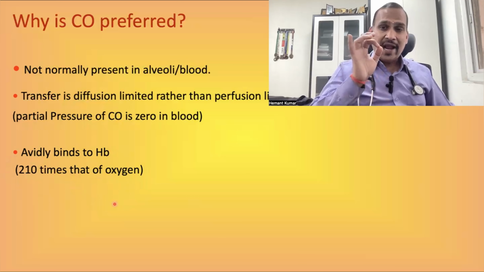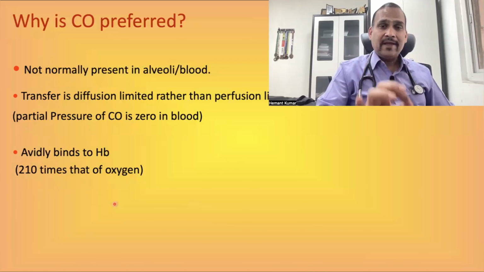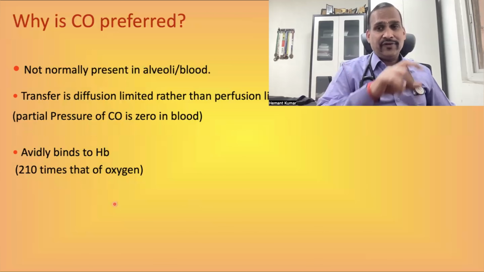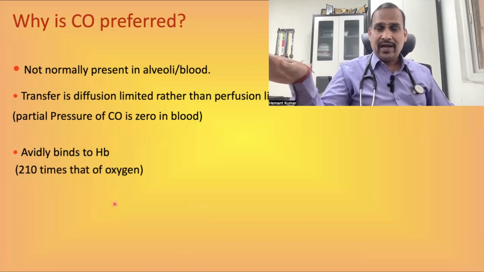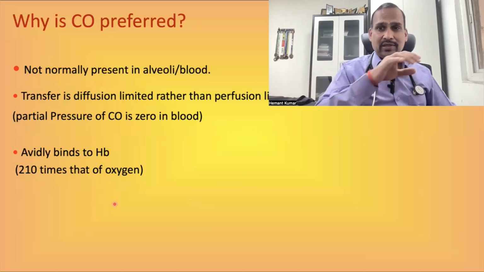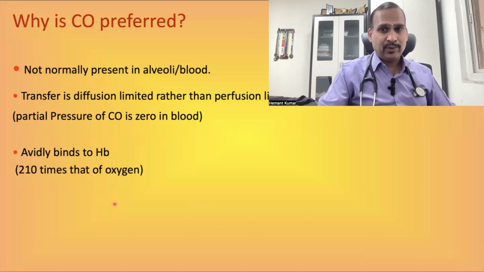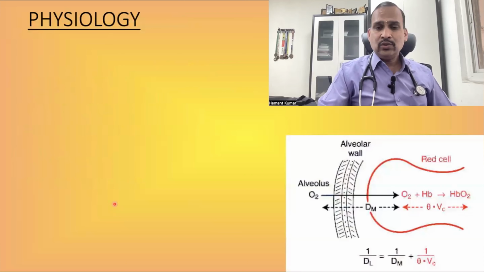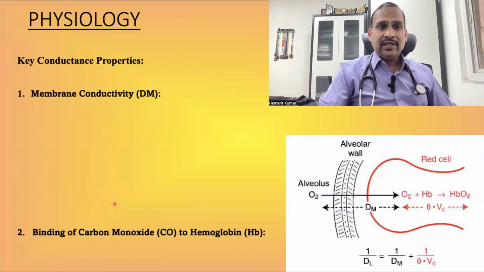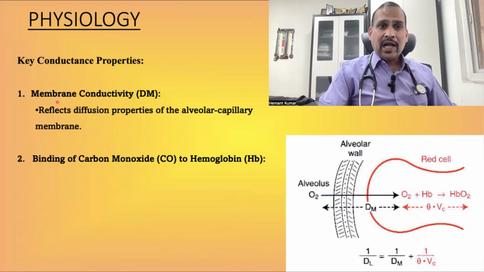That's why this is an ideal gas to see the diffusion capacity of a lung, because nobody is stopping this gas, either alveolar membrane or blood or hemoglobin. That's why we are taking carbon monoxide. So if we see physiology, carbon monoxide transfer depends on membrane conductivity.